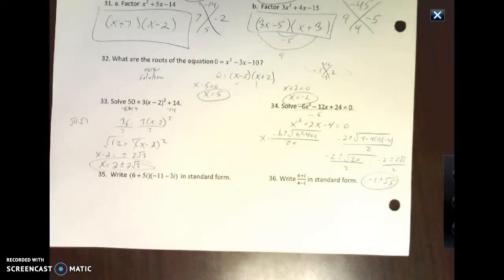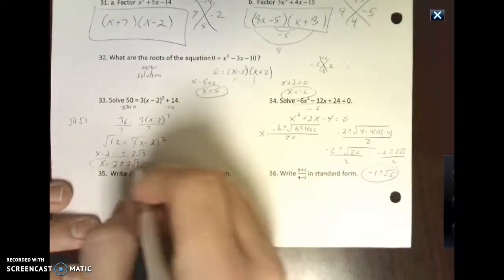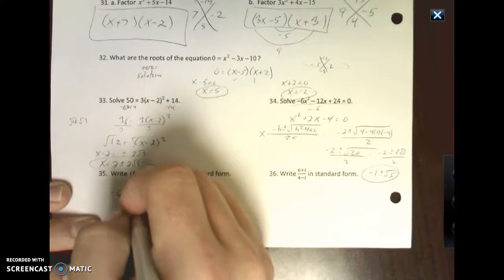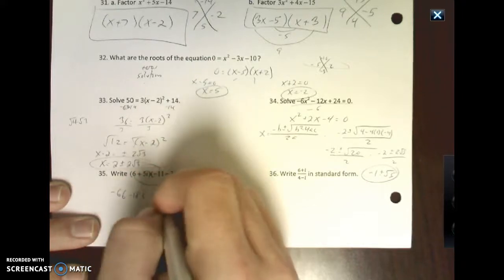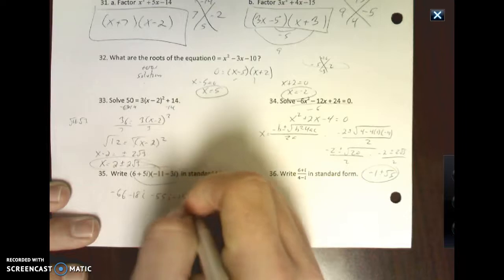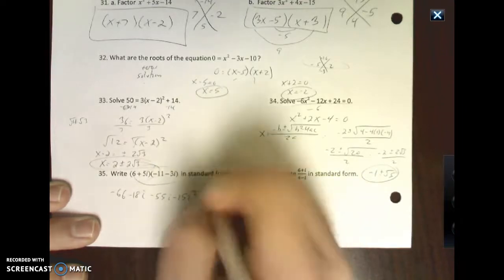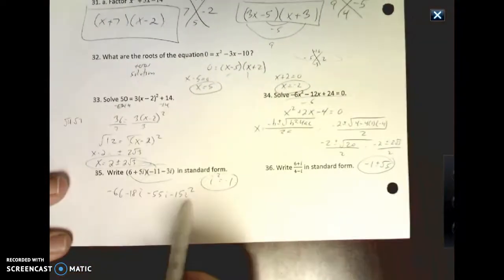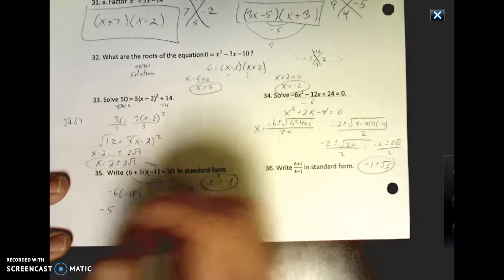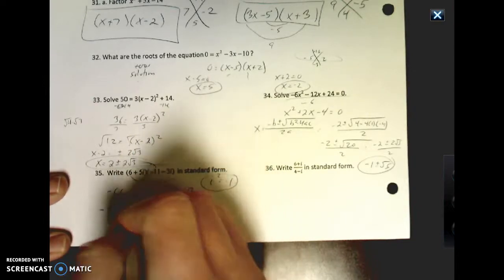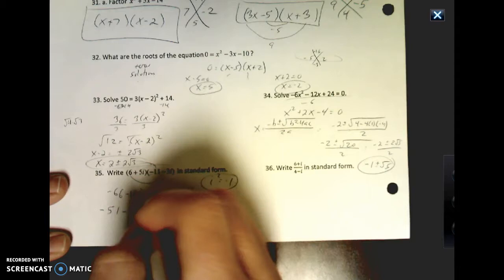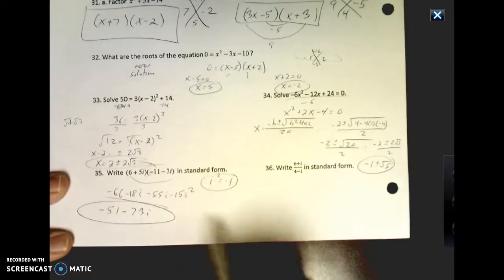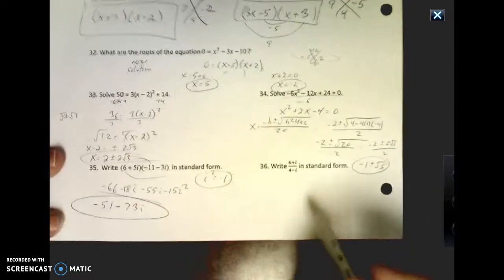Okay, moving on. Write this in standard form. We are multiplying it out. So we got negative 66 minus 18i minus 55i minus 15i squared. i squared turns into negative 1, so this turns into plus 15. So negative 66 plus 15 is negative 51. Then combine those together, negative 73i. Simple as can be. Don't forget the i squared equals negative 1 thing. That'll definitely be there.